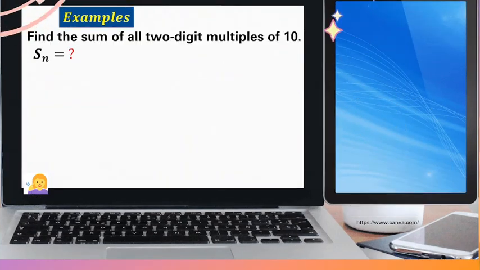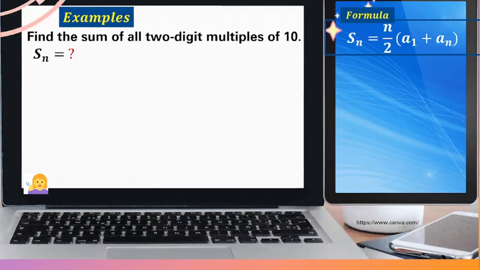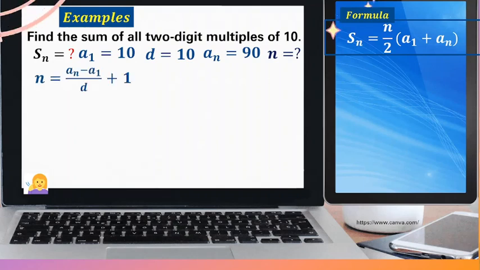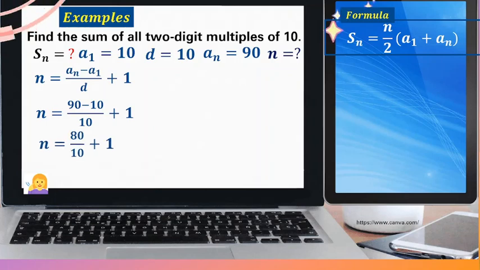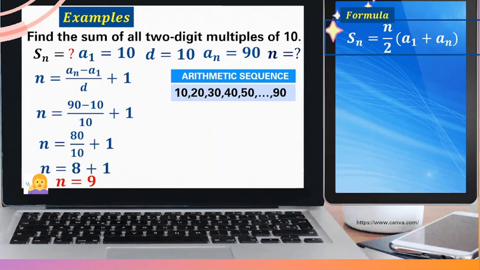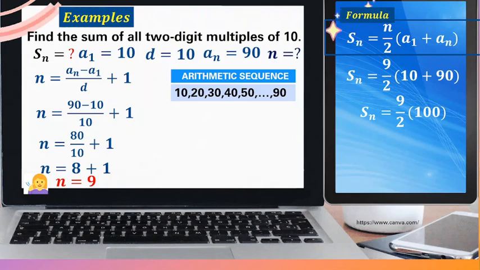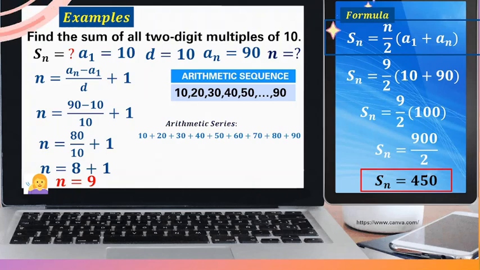Find the sum of all the 2-digit multiples of 10. So we're looking for S sub n. Using the same formula, the first term is 10, common difference is 10, and the last term is 90. To get n, we're going to use the formula A sub n minus A sub 1 over d plus 1. So n is equal to 9. The given arithmetic sequence is starting from 10 up to 90. So 9 times 100 is 900 divided by 2 equals 450. So hence the sum is 450.